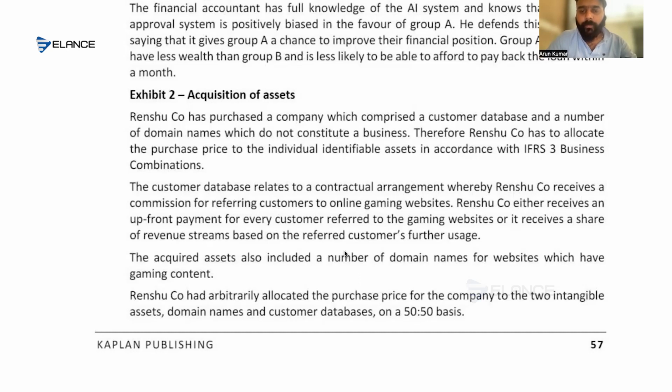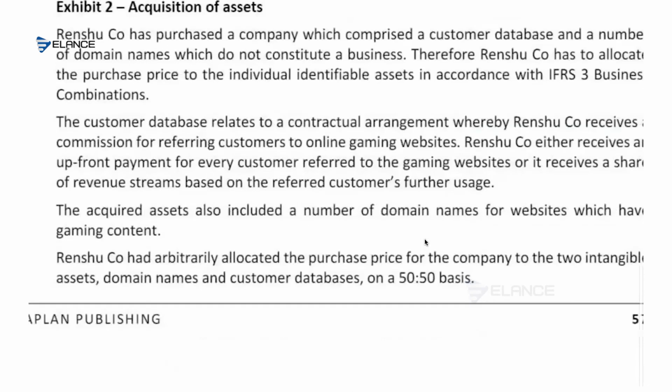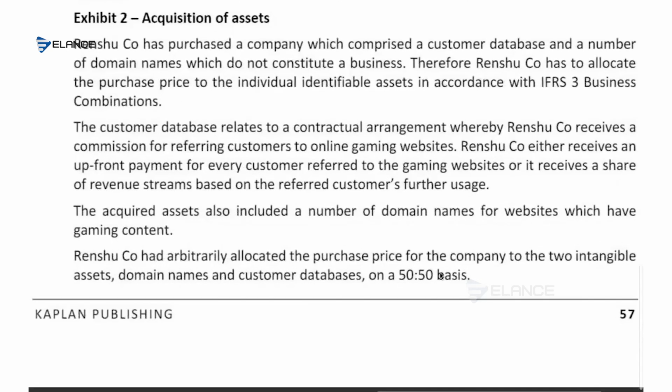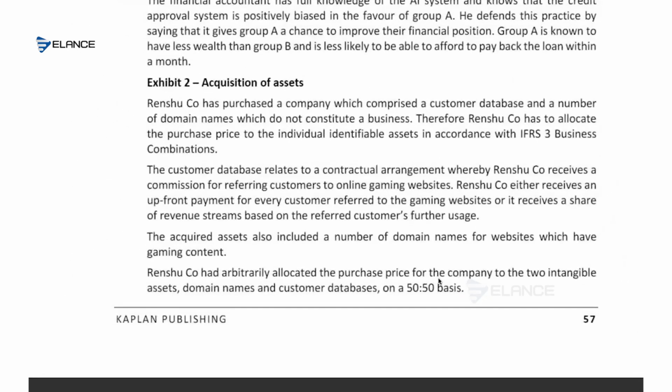the referred customers' further usage. Whenever we need to recognize an intangible asset, we have to meet those criteria. I think the database is meeting the criteria because it is probable that we can recognize revenue in future. Is that clear? And what about this domain? Obviously, we have to consider it as a separate item, but they allocate the overall transaction price you have provided to acquire these two assets on a 50-50 basis. Is that a correct way of allocating that total consideration?